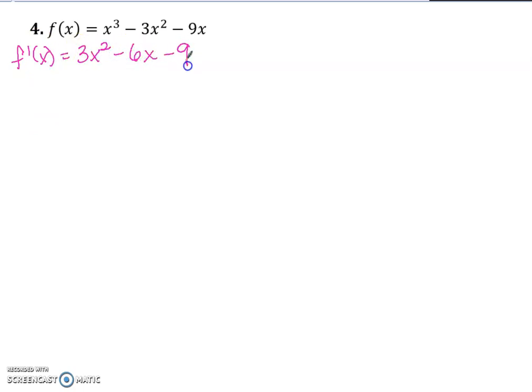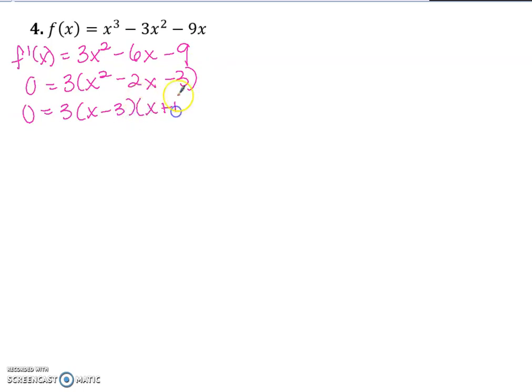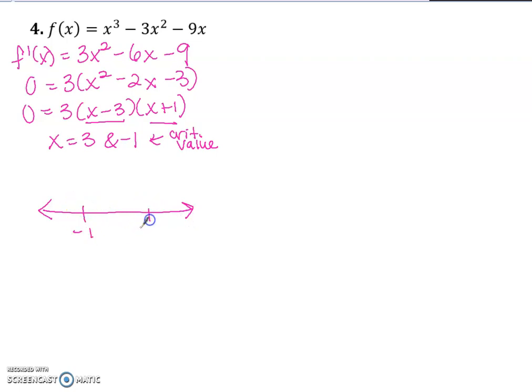So we find our first derivative. I'm going to set this equal to 0, and I'm going to go ahead and take out that 3 so that we can find our critical values. So when I do this, we factor it like so, set both of those equal to 0, and these are my critical values. So this means I could potentially have a max or min here. It doesn't mean definite, but we could.